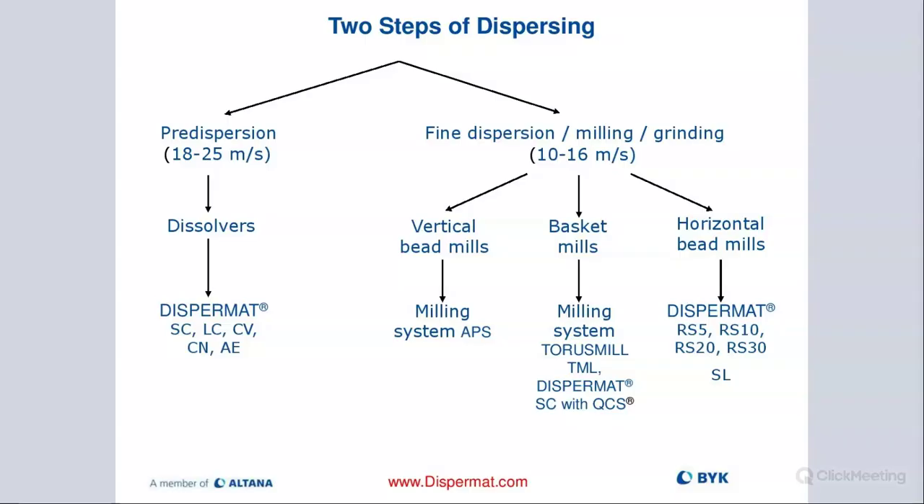So we have the vertical bead mills. Our system is called the APS. It's great for the lab space. It's called air pressure system. It's like a pot mill. We'll cover that in more detail a few slides down. We offer the basket mill approach, our TML or Turbo mill, which is also scalable from laboratory to pilot to manufacturing. And then we offer, obviously, the horizontal bead mill systems, the SL for our lab space, and the RS series for the manufacturing size units.